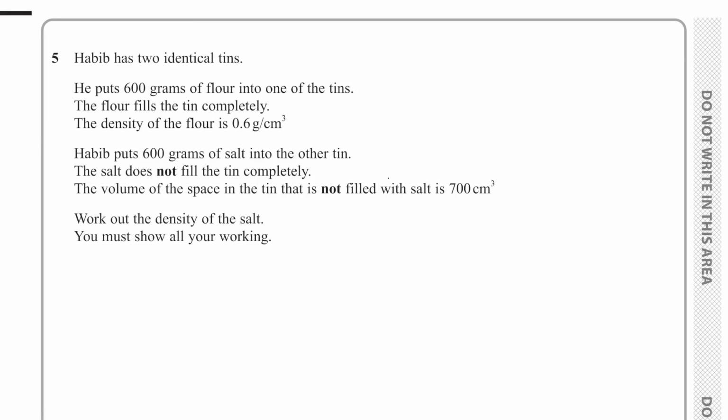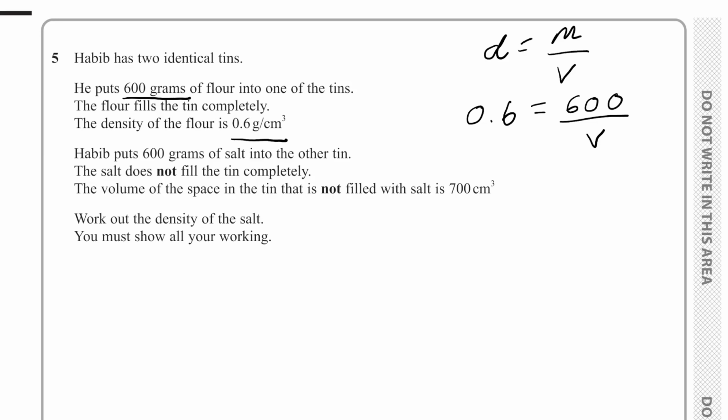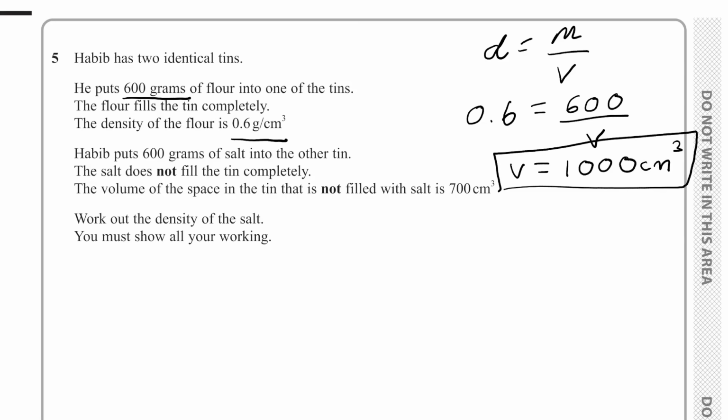So we've got density, mass and volume. Density is equal to mass divided by volume. And we know the mass and the density, so we can work out volume. So 0.6 equals 600 divided by V. So V is going to be 1,000. 600 divided by 0.6 makes 1,000 centimeters cubed. So that's the volume of a tin.